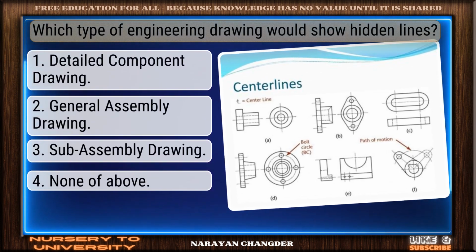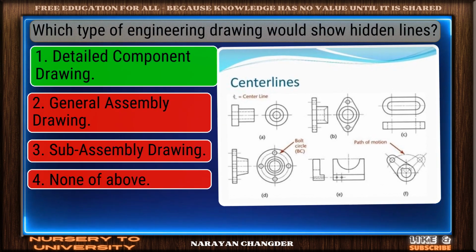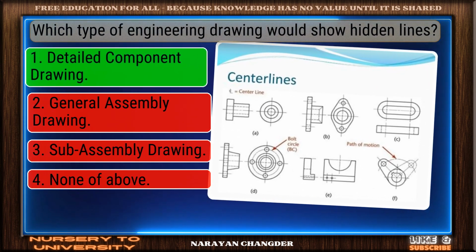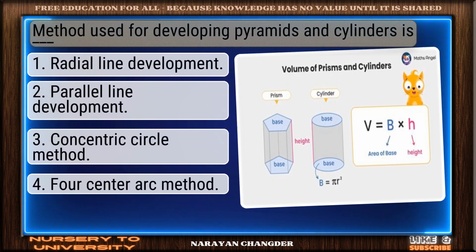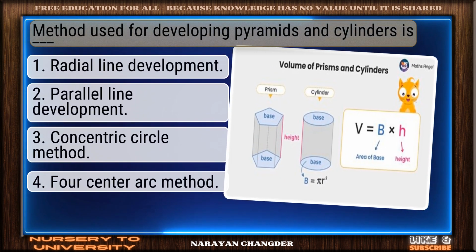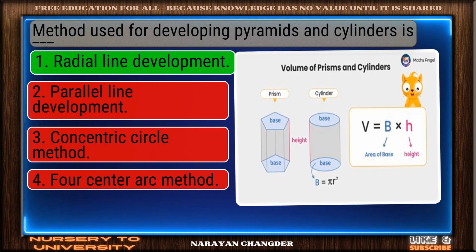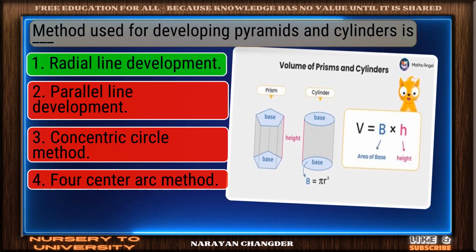Which type of engineering drawing would show hidden lines? Strong choice. Detailed component drawing is the right answer. Method used for developing pyramids and cylinders is dash. Perfect. Radial line development is the correct choice.